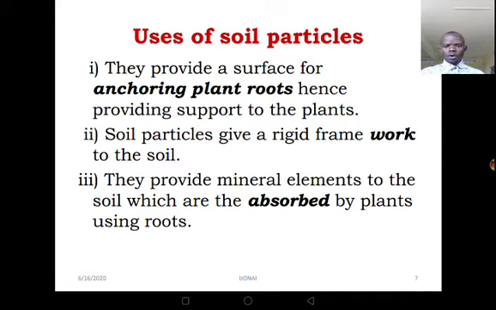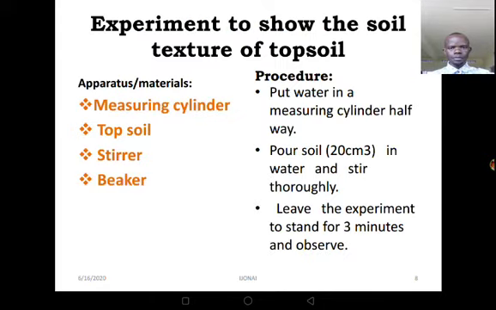The soil particles also provide mineral elements to the soil, which are absorbed by the plants using the plant roots. When you look at the plant roots, like we discussed in flowering plants, they have very many uses to the plants. Apart from giving the plants support, they also enable these plants to absorb these soil nutrients.